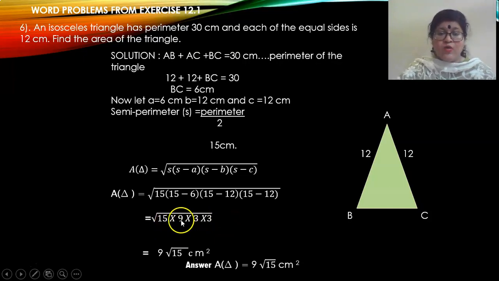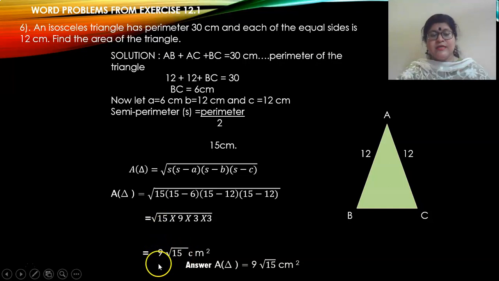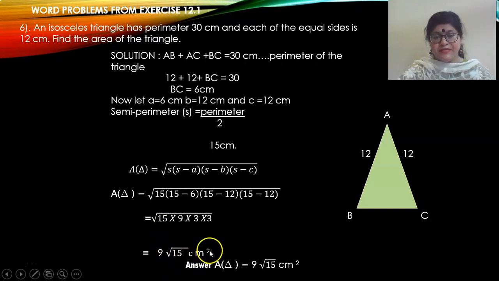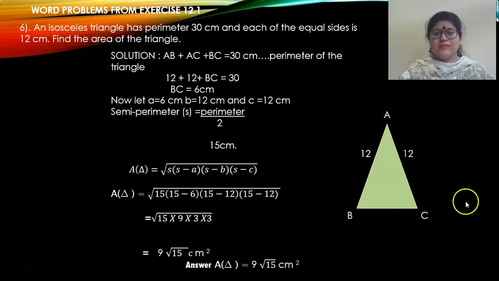Split it. Now square root of 9 you know is 3. So 3 comes out. Square root of 3 into square root of 3 is 3. So 3 into 3 you get 9 and 15 comes under the square root. So the answer is 9 root 15 centimeter square. So the area of this triangle ABC is 9 root 15 centimeter square. We have solved it by using Heron's formula.